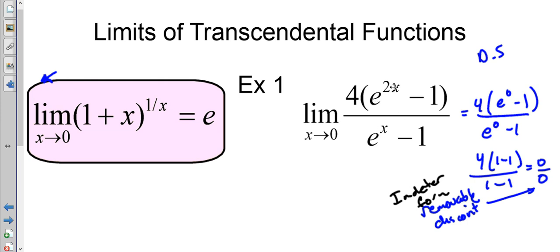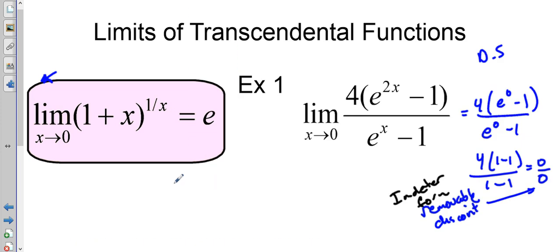You see e to the 2x. Well, we can write this in quadratic form. We're going to use properties of exponents. What we want to do right here is eliminate this denominator, so we're going to do a little algebra. This is the same thing as e to the x, that quantity, squared, minus 1, over e to the x minus 1. This is how we're going to rewrite it.